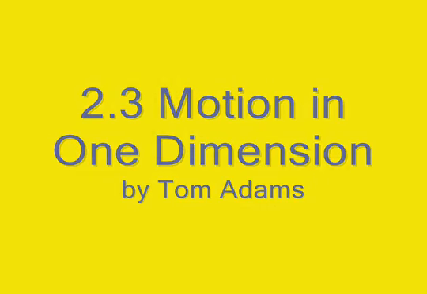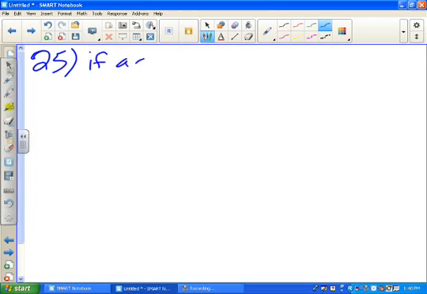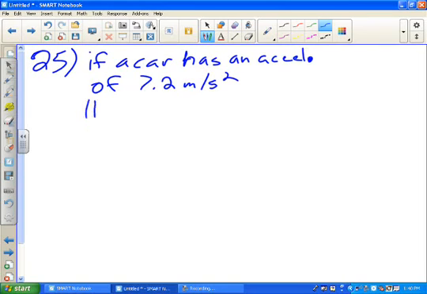2.3 Motion in One Dimension. For problem number 25, we're asked that if a car has an acceleration of, I believe it is 7.2 meters per second squared, how long will it take for it to go from 0 to 60 miles per hour?